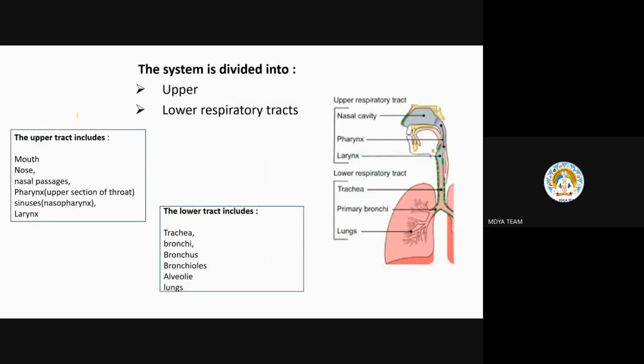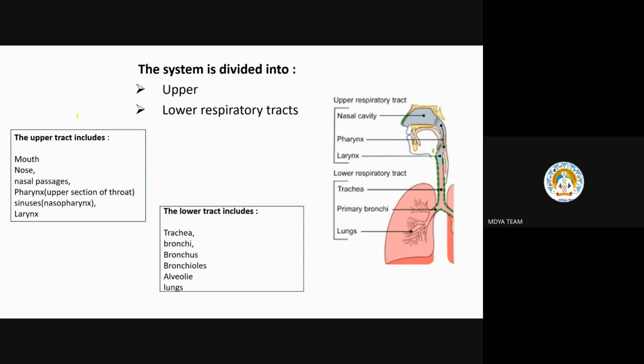This respiratory tract is further divided into upper respiratory tract and lower. So what is the upper respiratory tract? Our mouth, then the nostril through which we inhale, the nasal passage. Further from the nose, the breath will go into the nasal passage. Then the pharynx, the upper section of the throat, and sinuses, the nasopharynx, because it is behind the nasal passage and in front of the pharynx. This is sinuses. I will tell you about all the sinuses, what they are, everything.